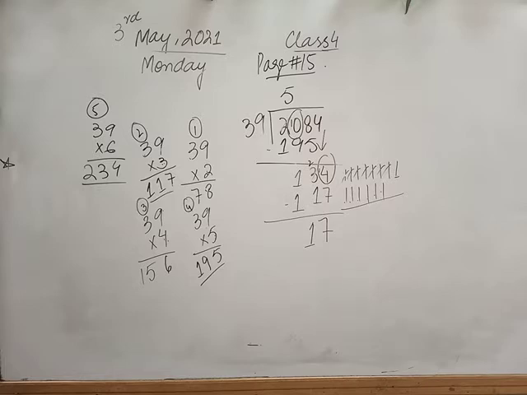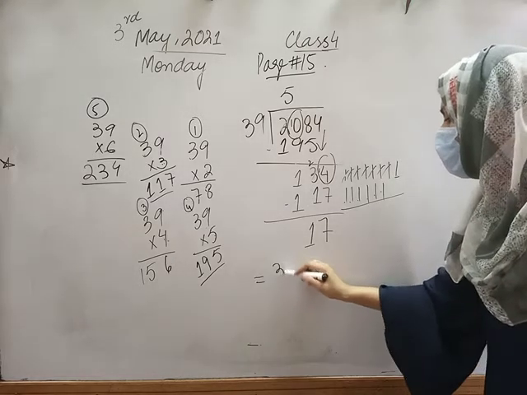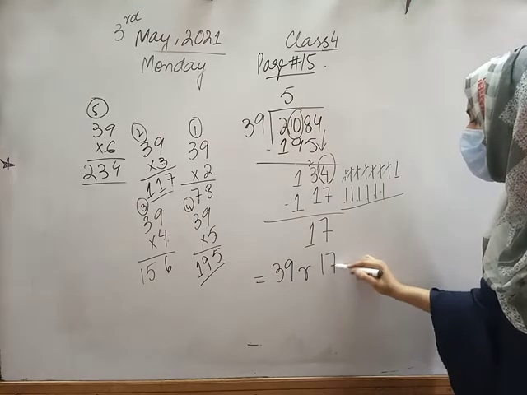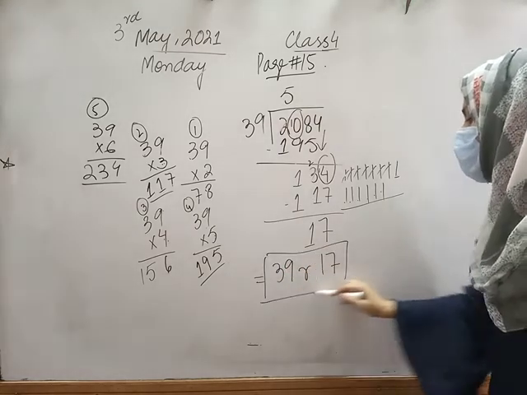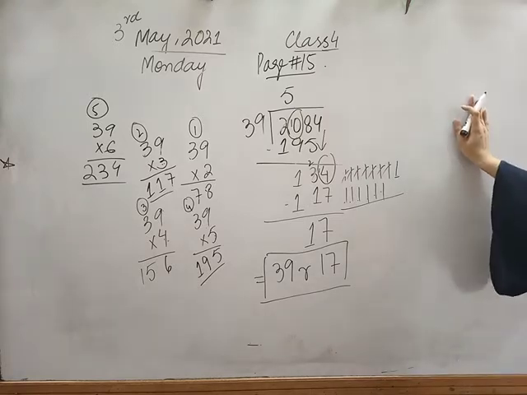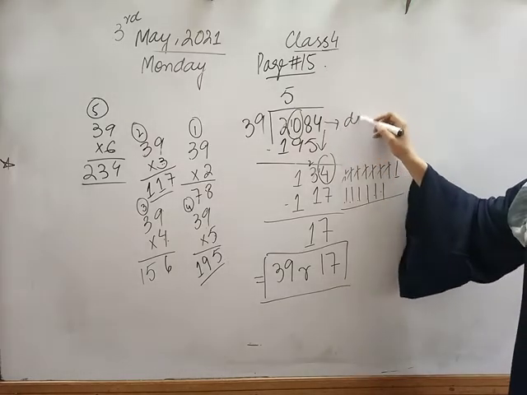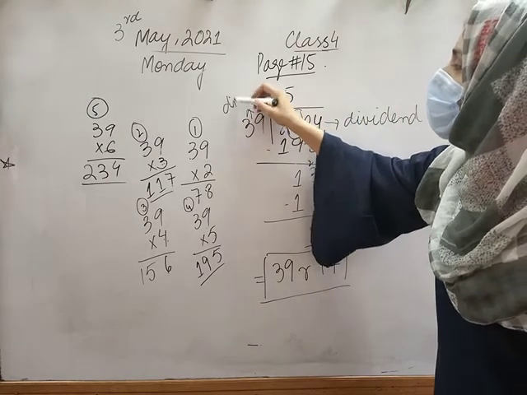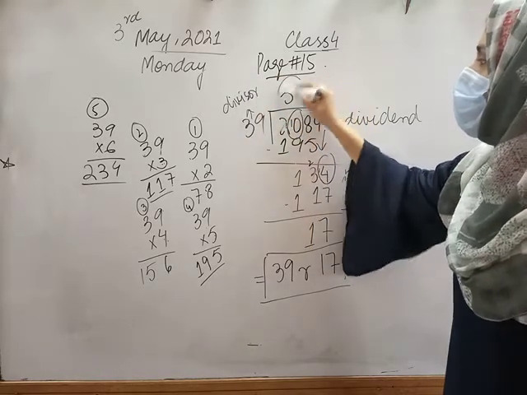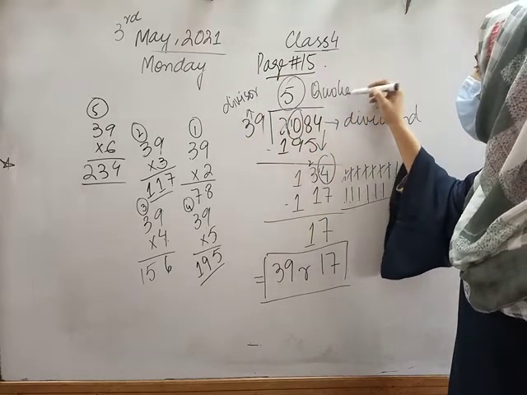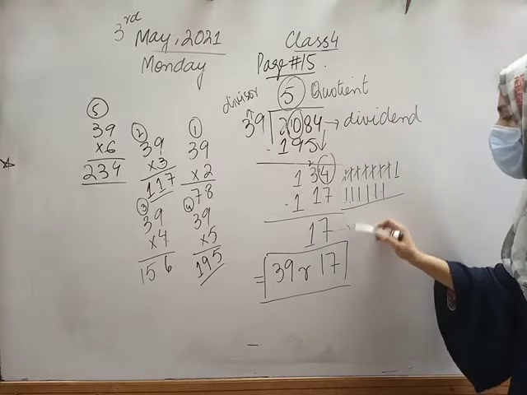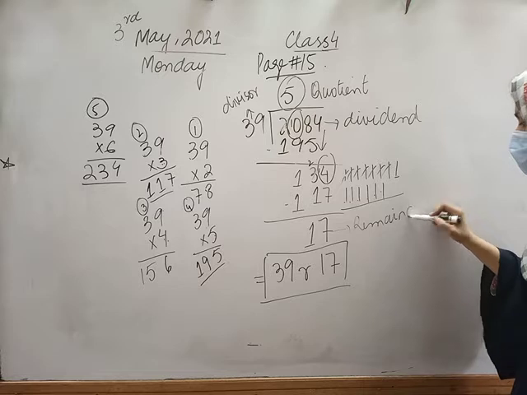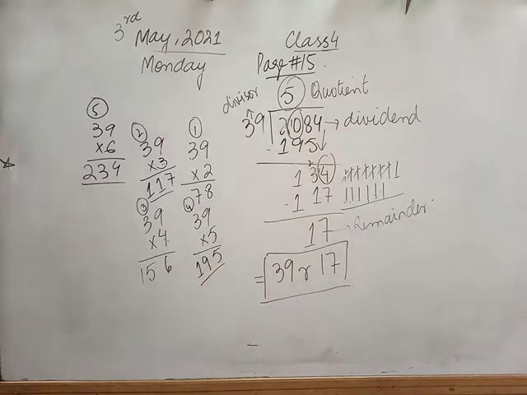So we can write this: 53 remainder 17. This is your answer. This is your dividend which is inside the division. This is your divisor, the number by which we divide. This is your quotient and this is your remainder. Okay, so we will write your answer in this form, 53 remainder 17.